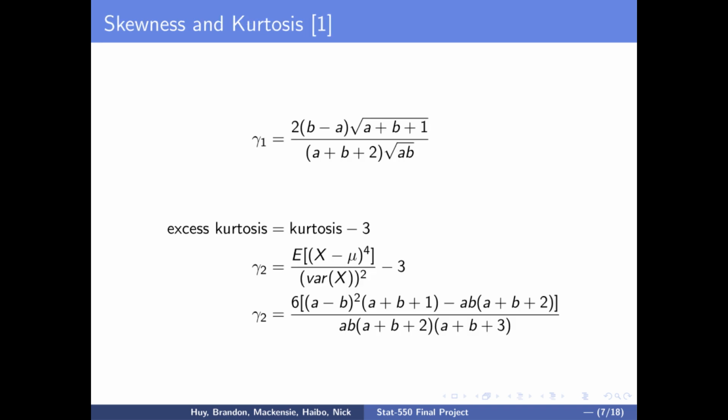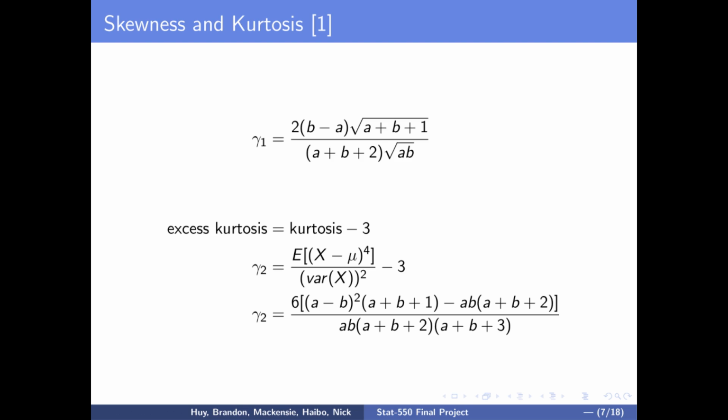Skewness and kurtosis can be used to describe the shape of a distribution. Skewness is the degree of asymmetry of the data. For example, a negative value typically indicates the tail is on the left and the mean is shifted to the right, and a positive value is the opposite. For the beta distribution, the skewness is defined by 2 multiplied by (b minus a) multiplied by the square root of (a plus b plus 1), all over (a plus b plus 2) multiplied by the square root of ab.